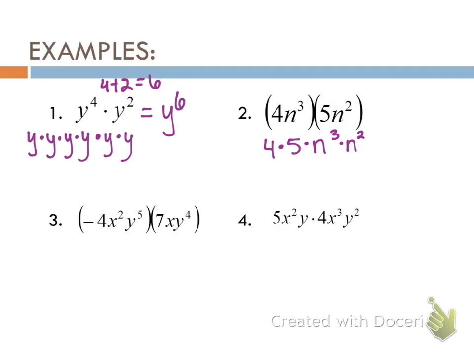So there are 2 things we have to do to simplify this. We need to take 4 times 5, which is 20. And we also need to take n cubed times n squared. So that would leave us with n to the 5th power. Okay, we took 3 plus 2 and got 5.